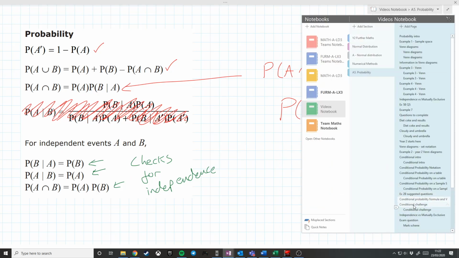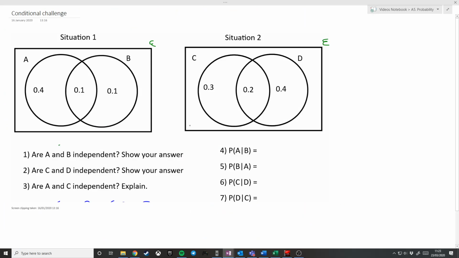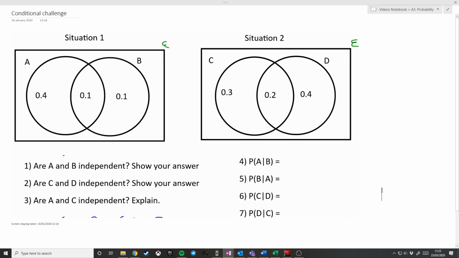So let's have a look at an example. So I've got two situations here. I've got A and B on this side and C and D on this side. So I'm actually going to do questions 4 to 7 before I do questions 1, 2, and 3 here. So the probability of A given B, that is the probability of A intersect B divided by the probability of the second one, which is B. So what do we have? A intersect B, I can see on the left-hand side, is 0.1.